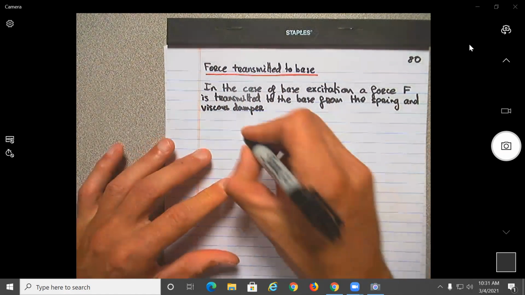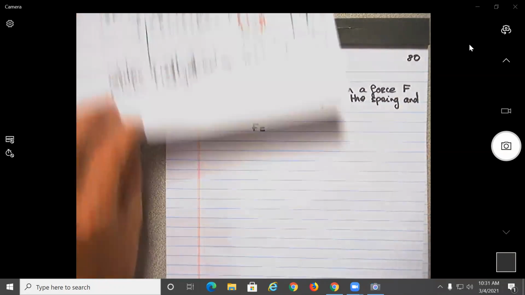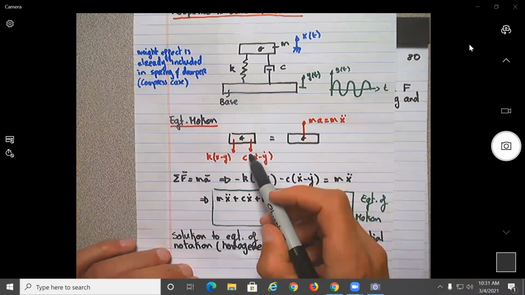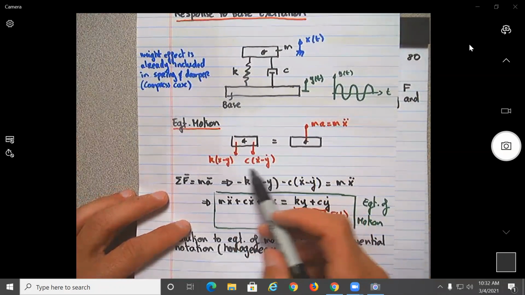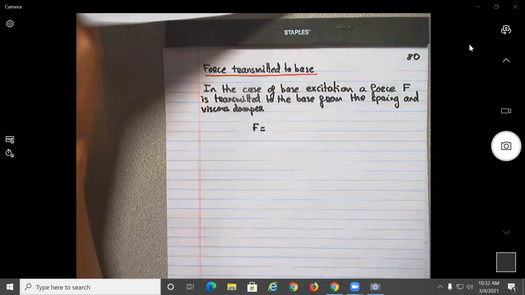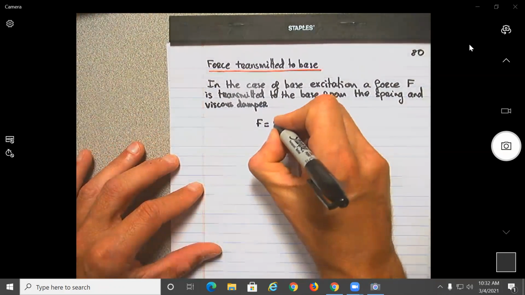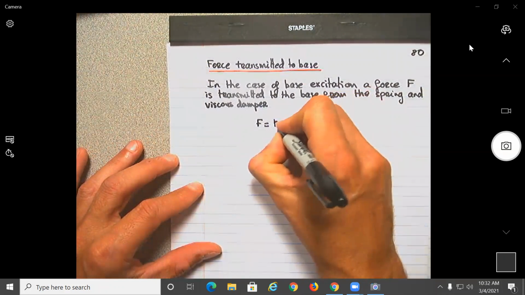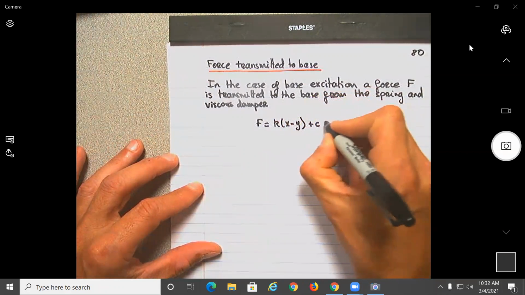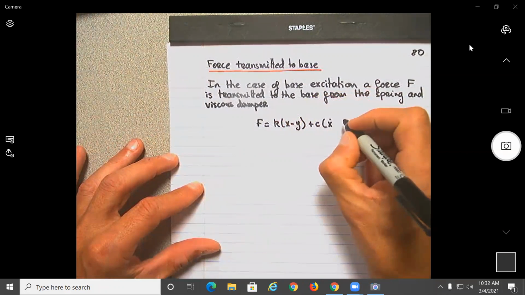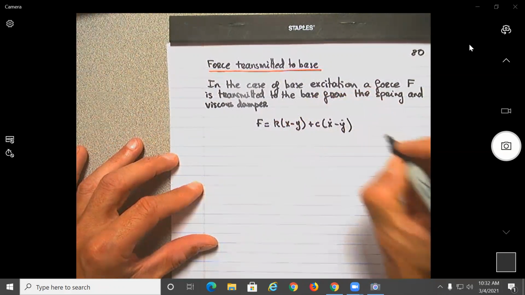Okay, so what would be that force? And that force, you can say from here would be equal to what? Would be equal to this over here, no? These are the forces, from the figure diagram, would be equal to. Okay, I will do the figure now. k(x minus y) plus c(x dot minus y dot).